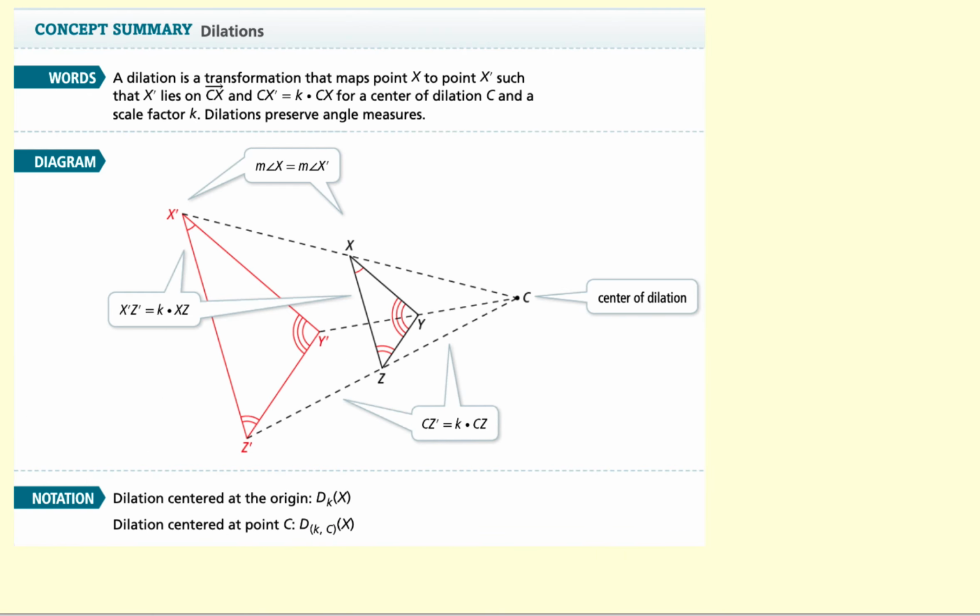So in our summary, we have to understand that a dilation is a transformation where the size isn't preserved, but the angle measures are. And we have done dilation centered at the origin and dilations centered at another point.